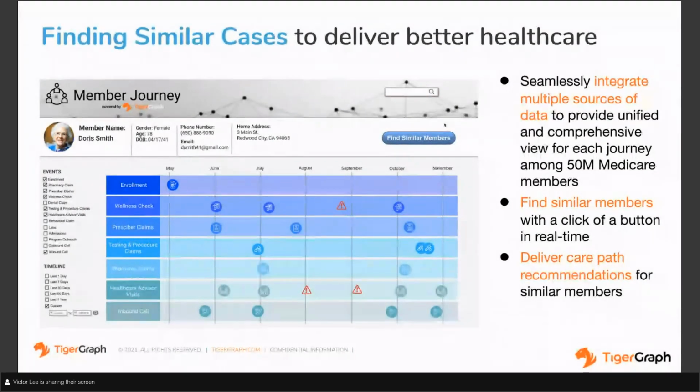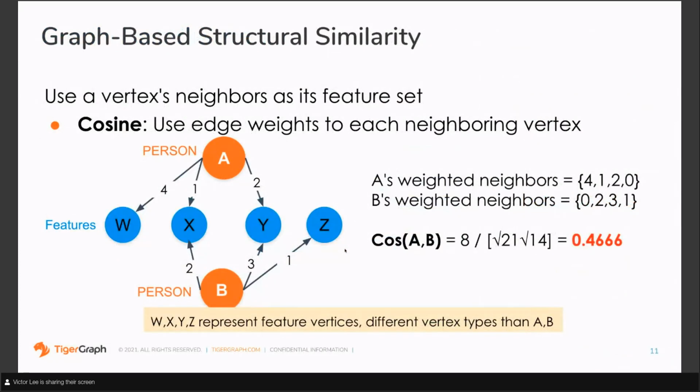You simply click this button, find similar members, and in a matter of a second, it will report out of the many millions of patients. And this is based on a real system, as I said, in operation. How many other patients are in a similar situation? It will give you a list. What does this have to do with a graph? Well, let me show you how it's implemented underneath.